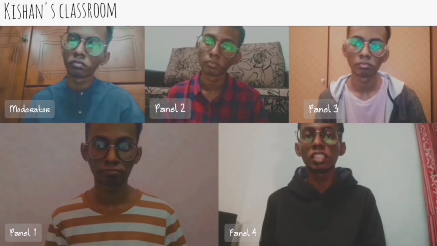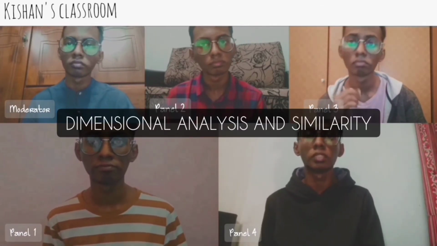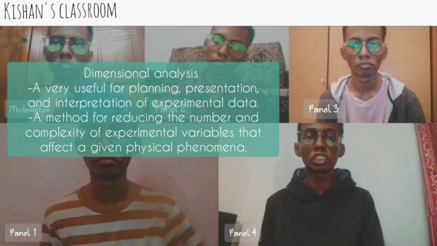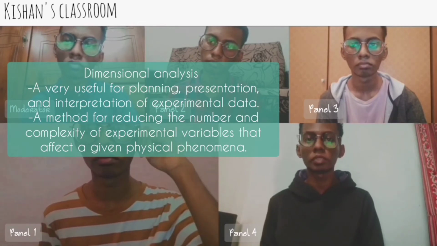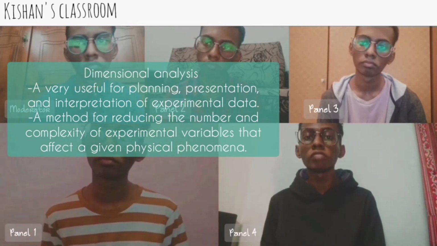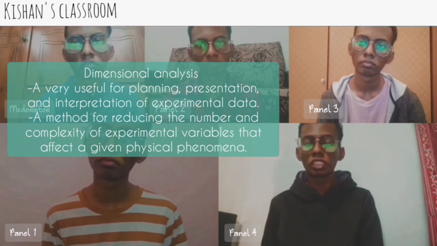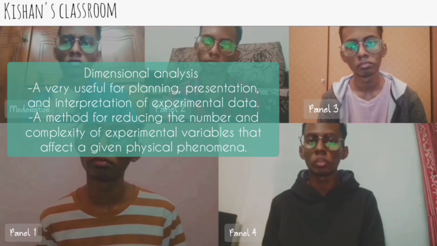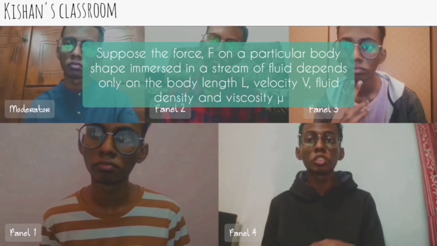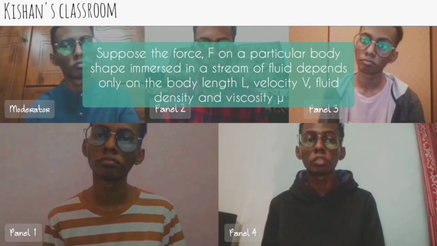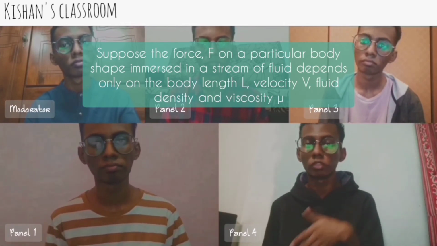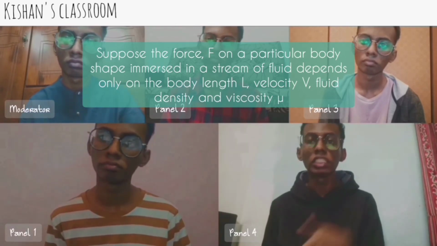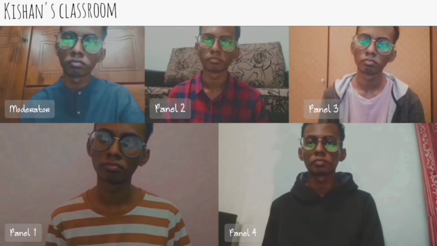The next part that we're going to study is dimensional analysis and similarity. Dimensional analysis is very useful for planning, presentation, and interpretation of experimental data, and is a method for reducing the number and complexity of experimental variables that affect a given physical phenomenon. For example, suppose the force F on a particular body shape immersed in a stream of fluid depends only on body length, velocity, fluid density, and viscosity.